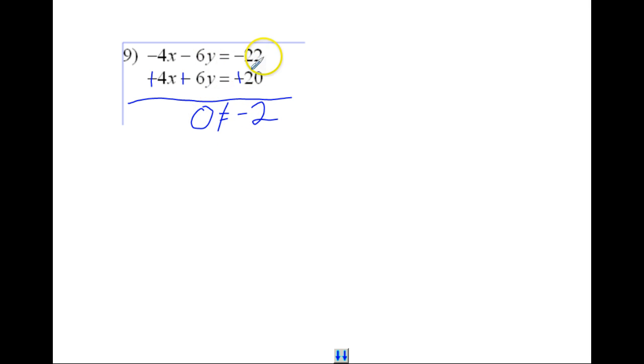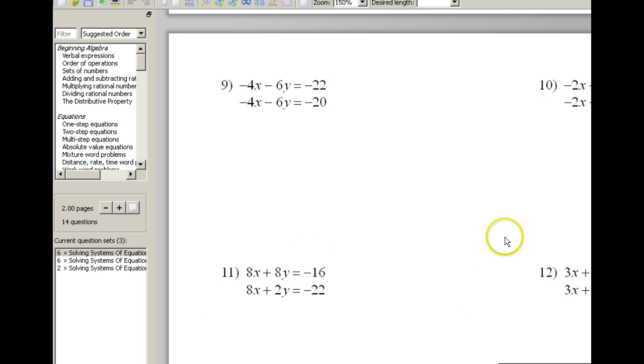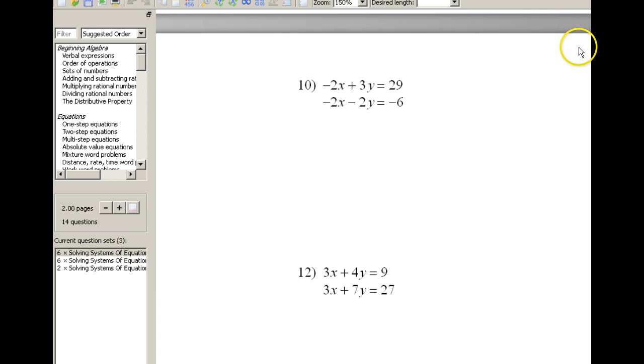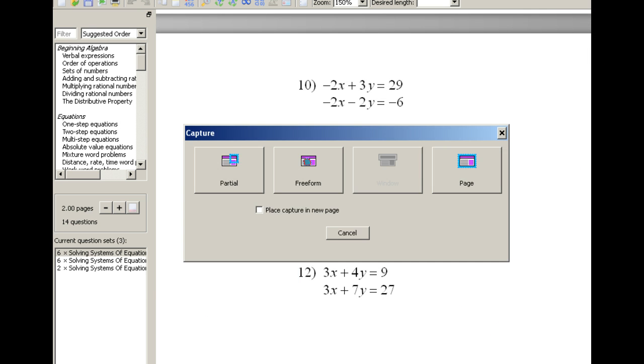Which means if we graph these, they'd be a couple parallel lines. So, again, one last time, if the only thing keeping you from adding to 0 is the sign is off, you can go ahead and change the sign of everything and then add like normal. Okay, that does. That one's no solution.